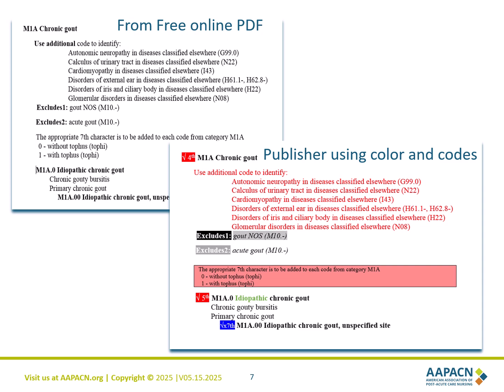Here we have examples of the tabular list from the free PDF version versus a sample of a publisher's version. As you can see, the publisher has added color coding, symbols, and graphics to make the tabular list more visually appealing and easier to follow. The main content in the tabular list is the same regardless.